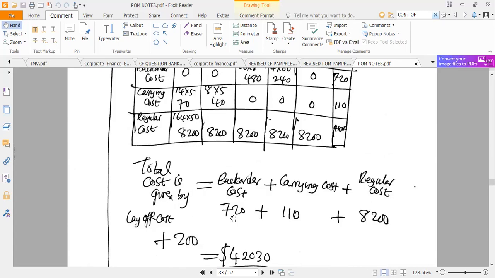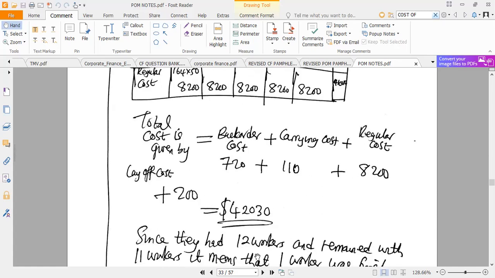So the 720 is for the back order cost. The carrying cost is 110. Then the regular cost should be 41,000. And then we should also account for a layoff cost for one worker of $200. As we compute all the costs, we get the total cost of this plan, as we are looking at the pure level strategy.